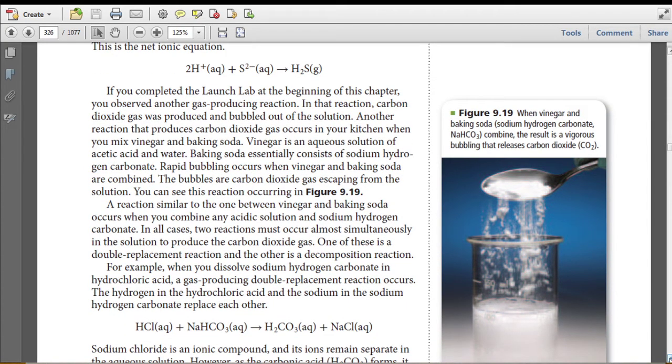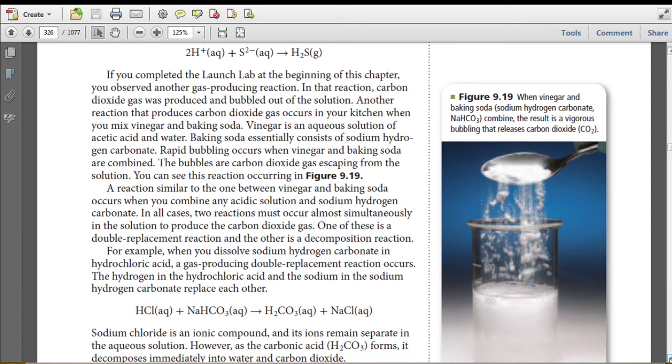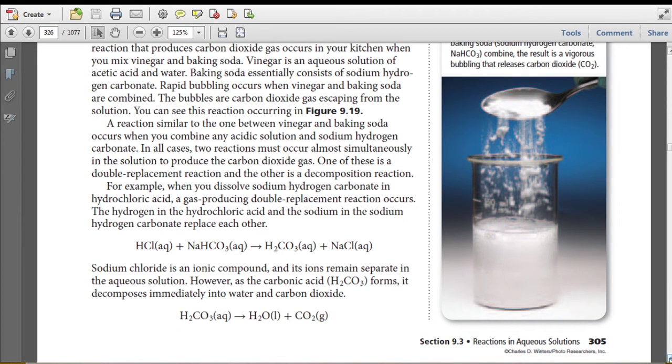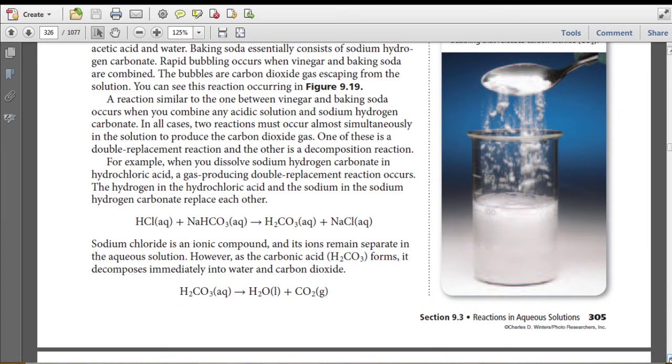In all cases, 2 reactions must occur almost simultaneously in the solution to produce the carbon dioxide gas. One of these is a double replacement reaction, and then another could be a decomposition reaction. For example, when you dissolve sodium hydrogen carbonate in hydrochloric acid, a gas-producing double replacement reaction occurs.